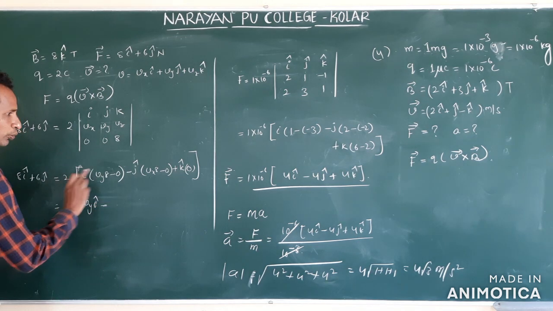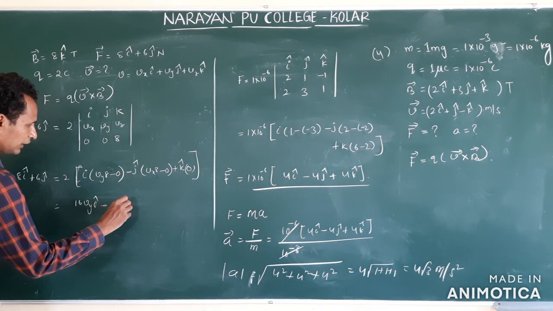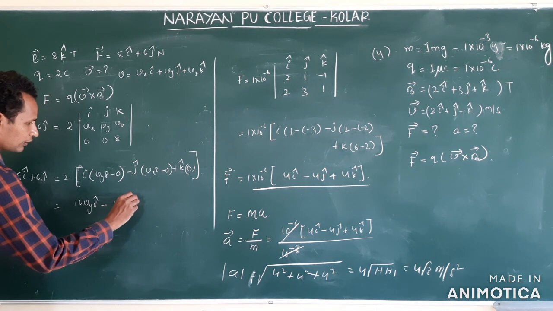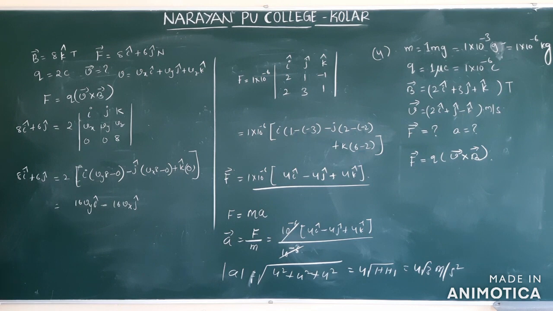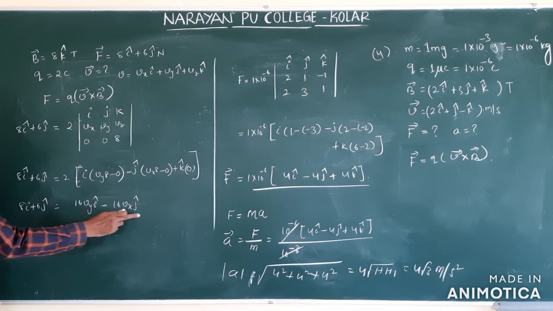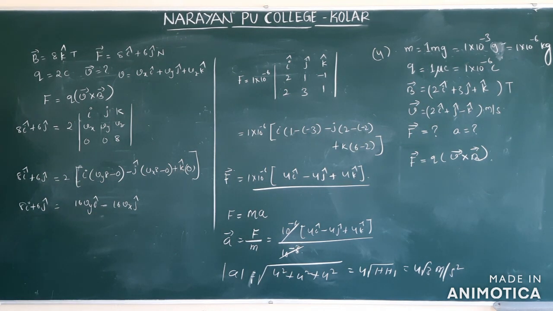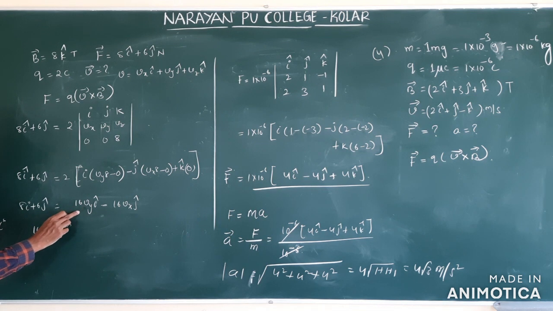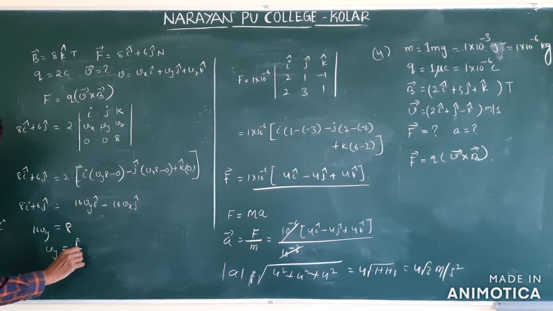Minus, again 2 multiply inside, 16 Vx j cap. Clear? And the remaining is 8i plus 6j. Clear? Now compare, equate i components and j components. The i component is 16Vy, which is equal to 8. Then Vy is equal to 8 by 16, which is equal to 1 by 2.